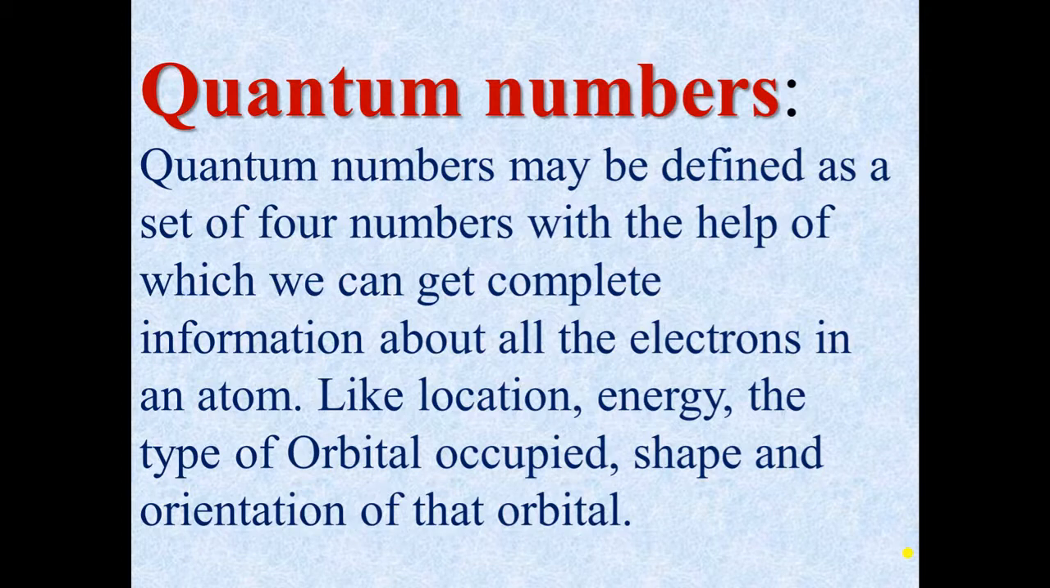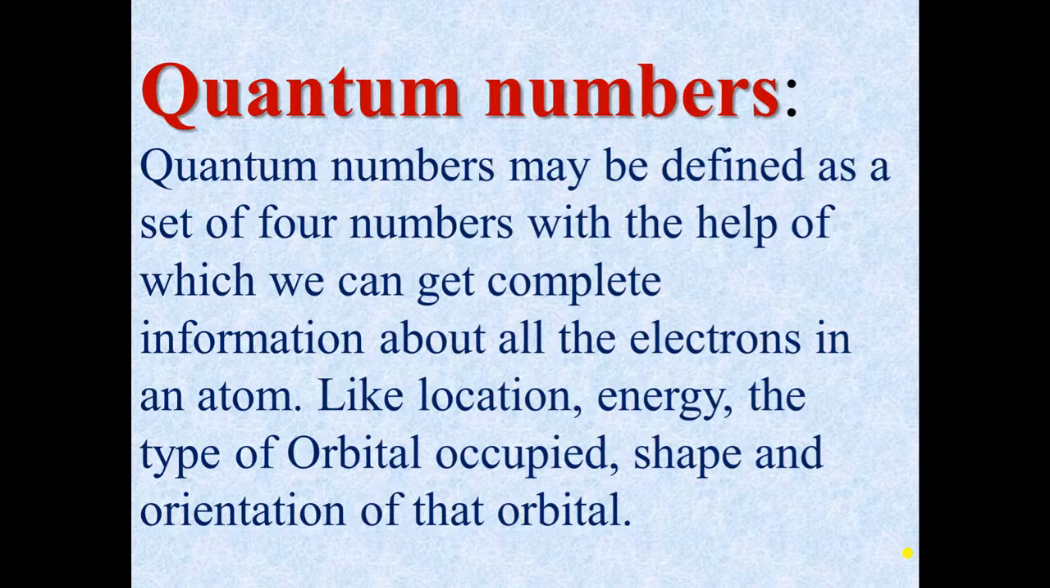Now electrons are present in atom, and if we want to find out exact location of electron in an atom, then we need quantum numbers. So there are total 4 quantum numbers, and with the help of these quantum numbers, we can easily find out the total energy and exact location of electron in an atom. So here we will define quantum numbers: a set of 4 quantum numbers with the help of which we can get complete information about all the electrons in an atom.